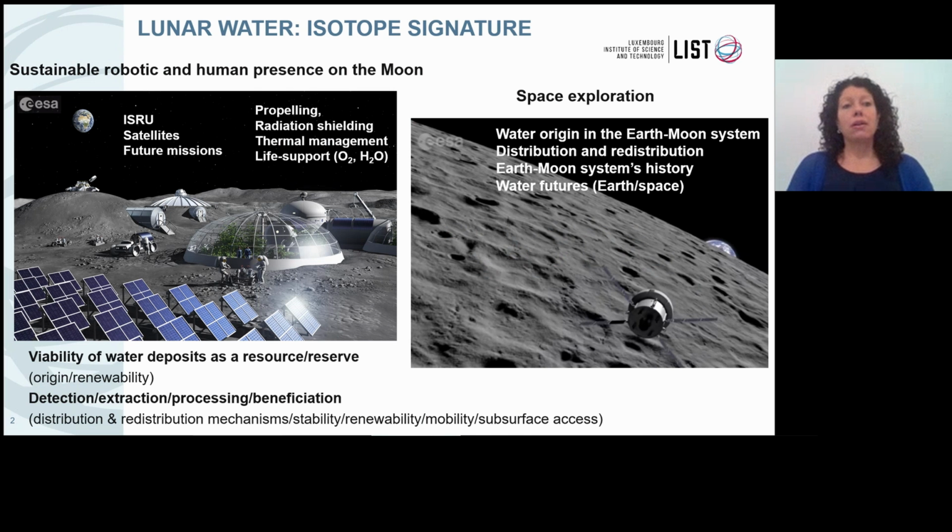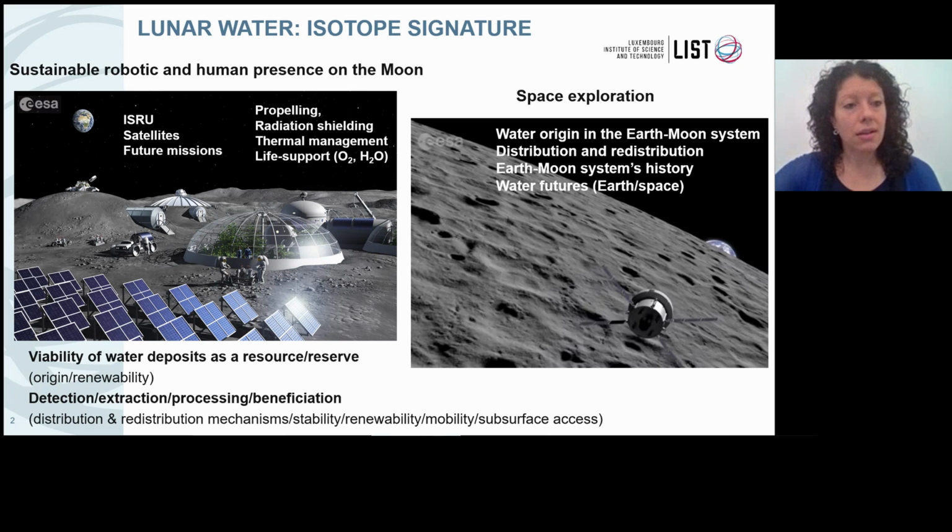As you already know, water is a key resource for the establishment of sustainable robotic and human presence on the moon. And the lunar water isotope signature will give information about its origin and distribution and redistribution mechanism. So this will help to answer some scientific open questions like origin of water in the Earth-Moon system, distribution and redistribution mechanism, Earth-Moon system history, and water futures on Earth and in space.